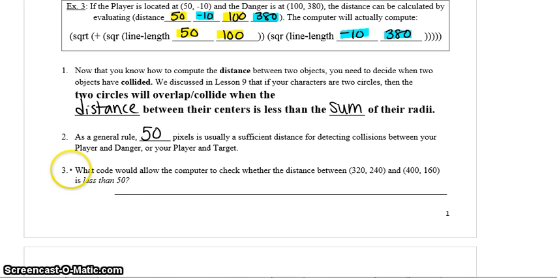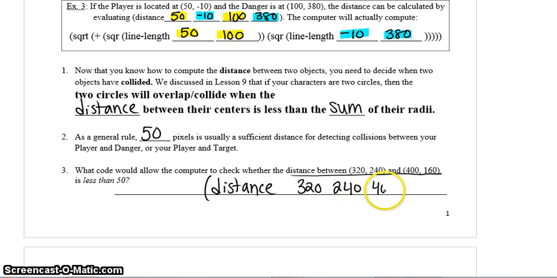So in number 3, what code would allow the computer to check whether the distance between 320, 240 and 400, 160 is less than 50? So we're being asked, first of all, to write the distance between these 2 points in code. So that's actually where I'm going to start. If I wanted to find the distance between 320, 240, and 400, 160, I would write it like this.